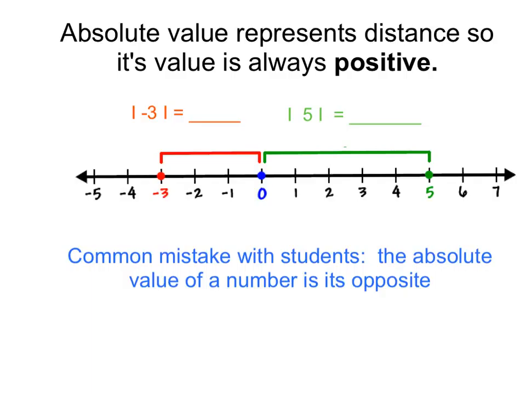The next thing I want to talk about with absolute value is that because it represents distance, its value is always going to be positive. And we're going to do a couple examples here to show you. So let's do the absolute value of -3. Remember that these bars that you're seeing here on both sides of -3 mean absolute value. So we're finding the absolute value of -3. Well, if we count the units, 1, 2, 3, this is 3 units from 0. So the absolute value of -3 is 3.